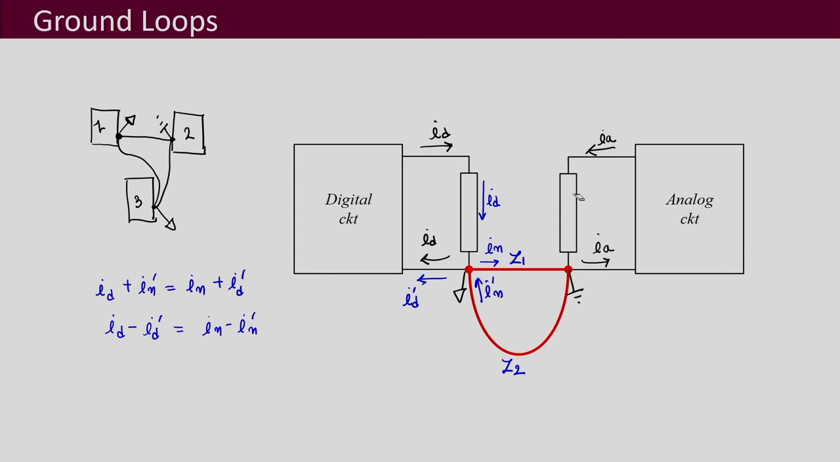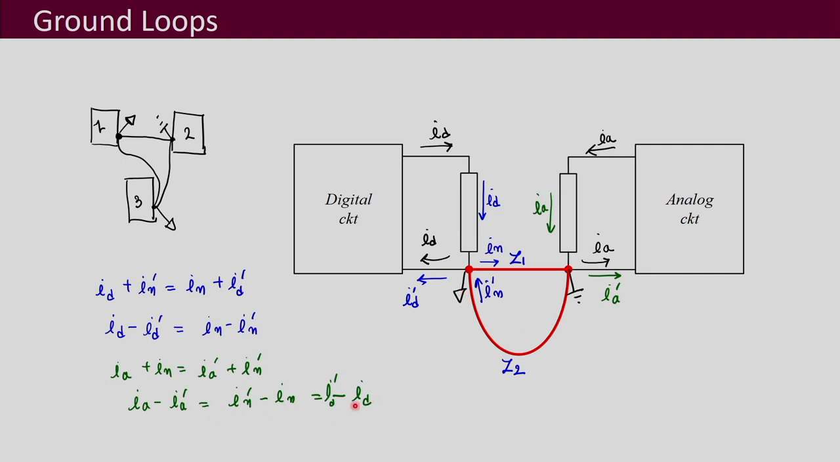So, the current that was flowing here, your IA. Now, here there are two currents, IN coming in and IN dash leaving at this node. And so, the current that then returns, let us call it IA dash. So, what we can write further is that your IA plus IN is going to be equal to IA dash plus IN dash. So, now what we see is that IA minus IA dash is equal to IN dash minus IN, which is equal to ID dash minus ID.